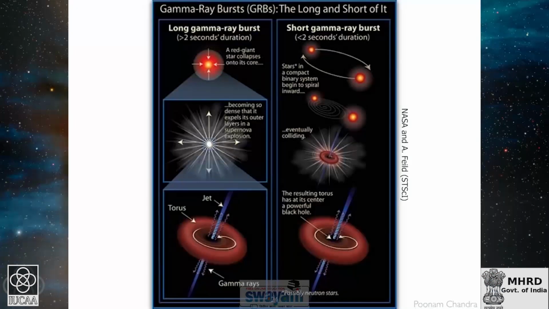In this picture it is very clear. On the left you can see a big star exploding as a gamma ray burst. On the right you can see these 2 tiny dots which are revolving around each other, coming together and giving rise to short gamma ray bursts.